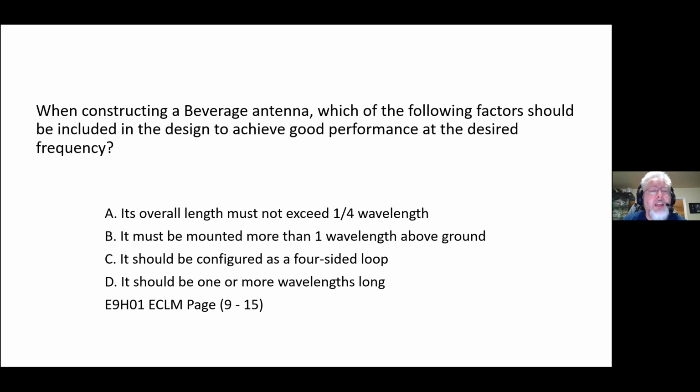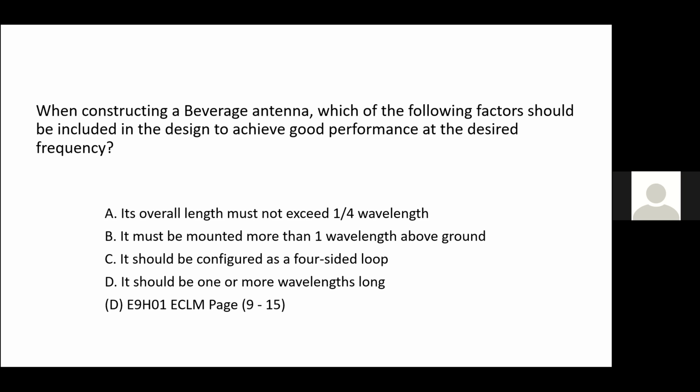When constructing a beverage antenna, which of the following factors should be included in the design to achieve good performance at the desired frequency? A, its overall length must not exceed 1/4 wavelength. B, it must be mounted more than one wavelength above the ground. C, it should be configured as a 4-sided loop. Or D, it should be one or more wavelengths long.